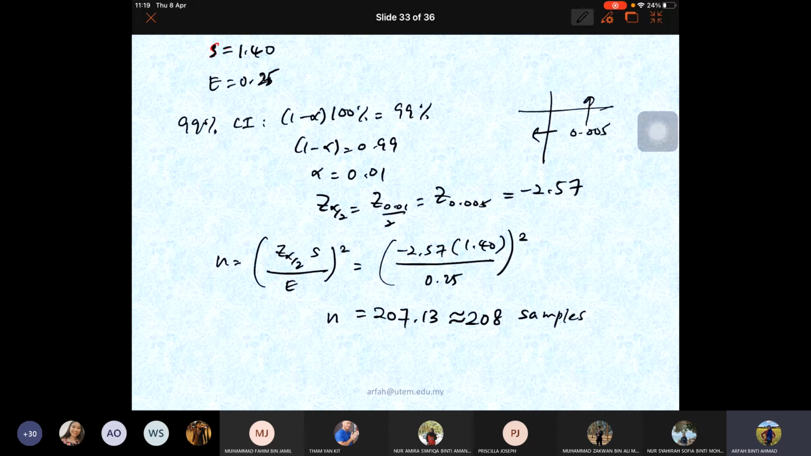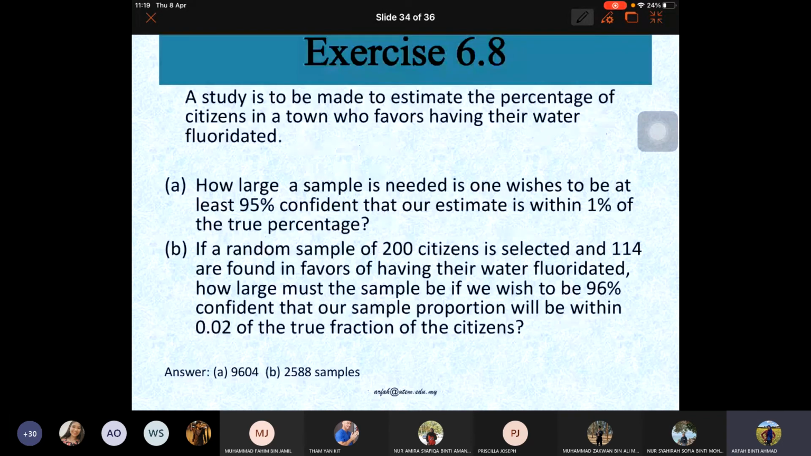So we take a look at the last example. This one. A study is to be made to estimate the percentage of citizens in a town who favor having their water fluoridated. Okay. So kalau kat certain country awak boleh pilih sebenarnya nak air pipe awak tu difluoridatkan ke or not. So how large a sample is needed is one wishes to be at least 95% that our estimate is within 1% of the true percentage.